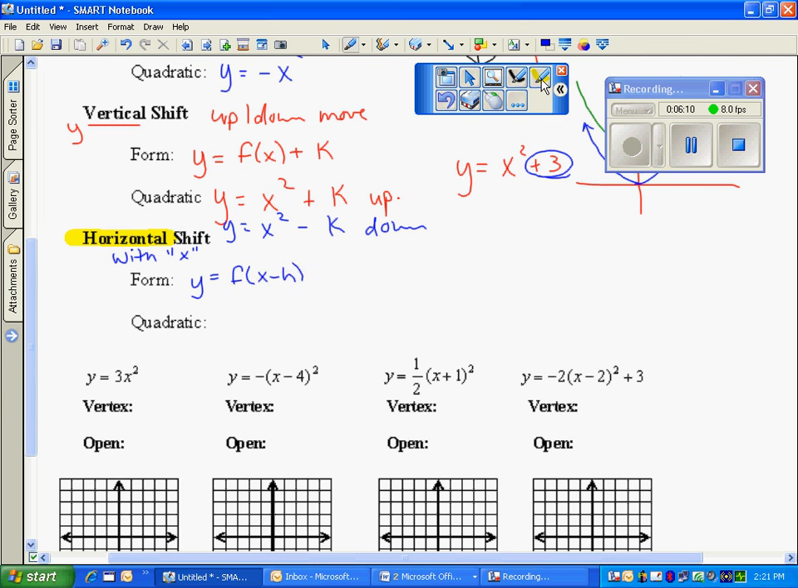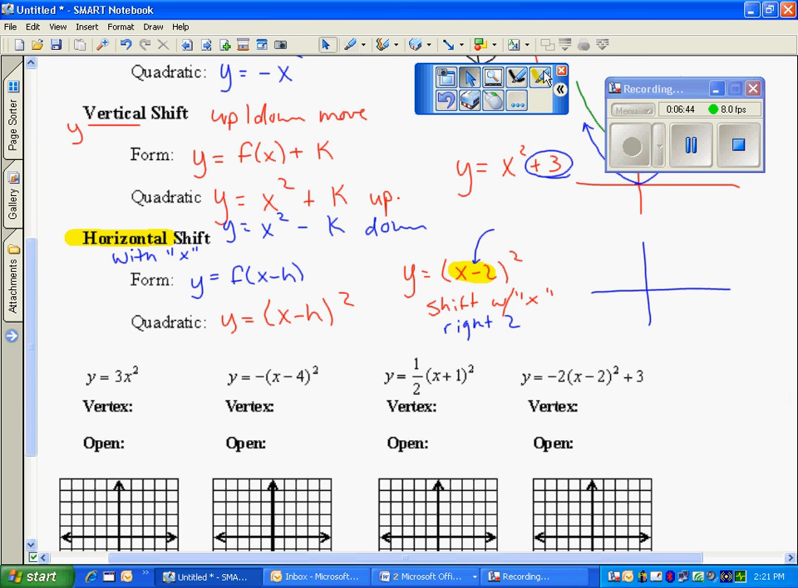If I had to write out a quadratic, what would it look like? y equals (x minus h) squared. y equals (x minus 2) squared. This is going to be a shift with x. Why is it with x? Well, look at where my value is. It's with x. And this shift is going to mean, you need to be careful, it's going to shift it right 2. Recall the value of the sign in there. It's a little bit different than if it's outside a parenthesis. So I'm going to shift this right 2.